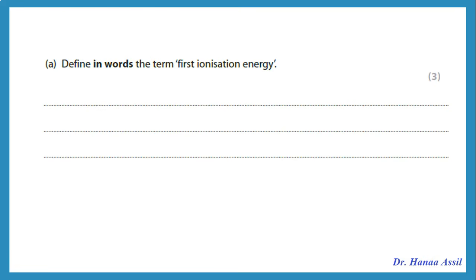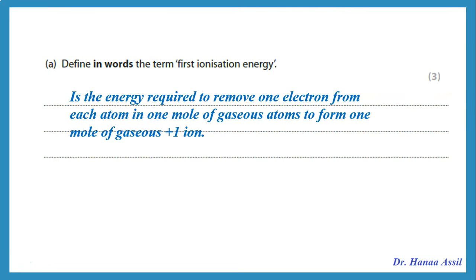So if we say define the term first ionization energy, how did we define the first ionization energy? It is the energy required to remove 1 electron from each atom in 1 mole of gaseous atoms to form 1 mole of gaseous plus 1 ions. Are we okay with all of this?